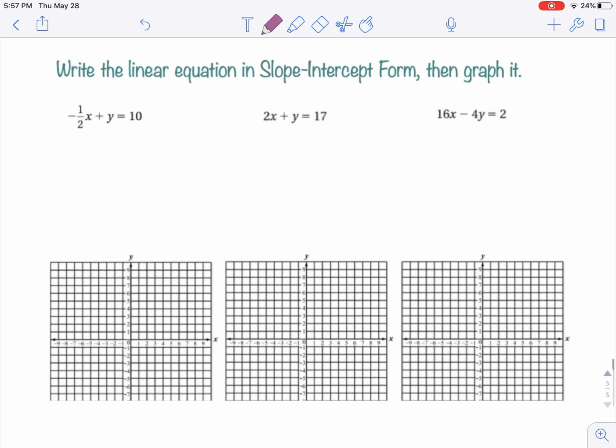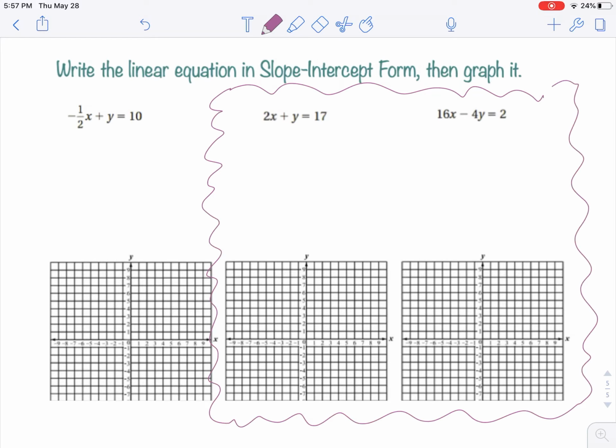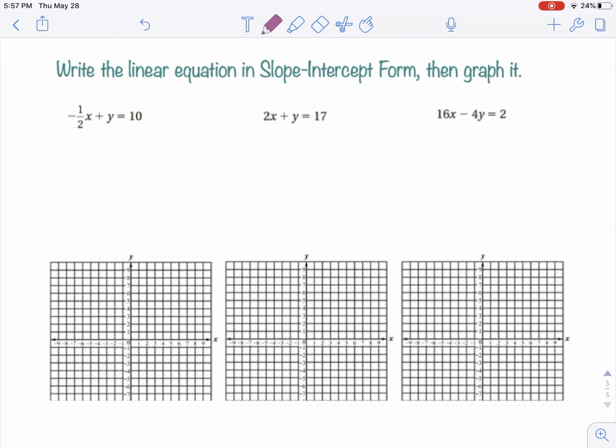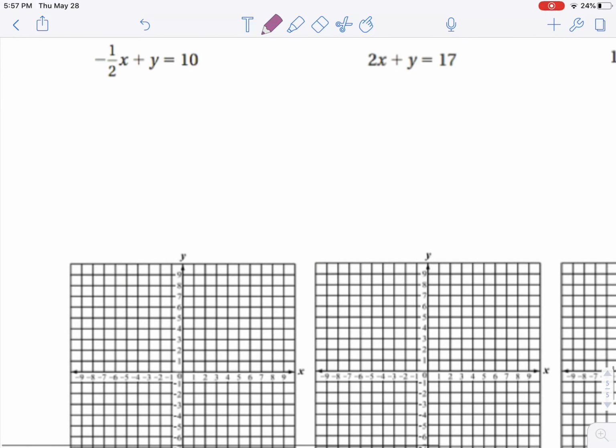Okay, what I'd like you to do is we're going to do one of these together. I'd like you to pause the video and try 2 of them on your own. We're going to look at this one with the fraction. Don't worry, we'll do that one together. And so actually for your exit slip, I'm going to have you do those 2. But let's do this first one together.